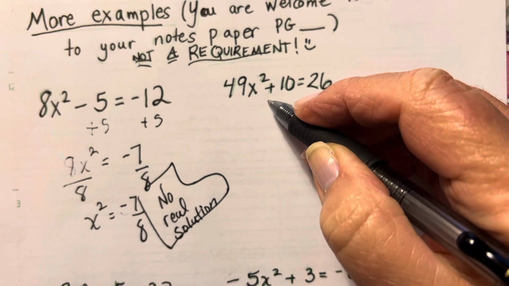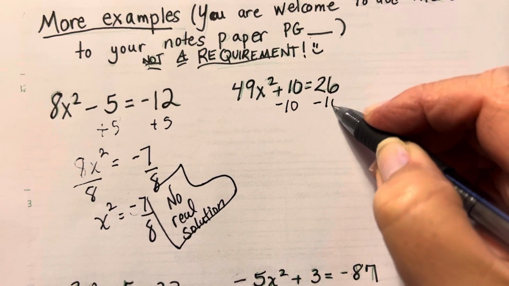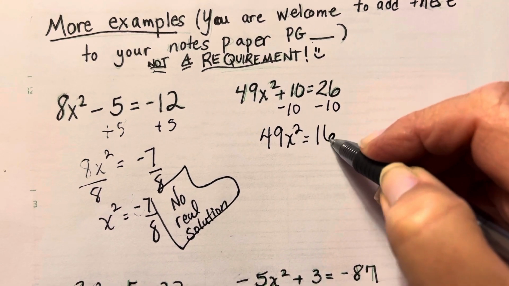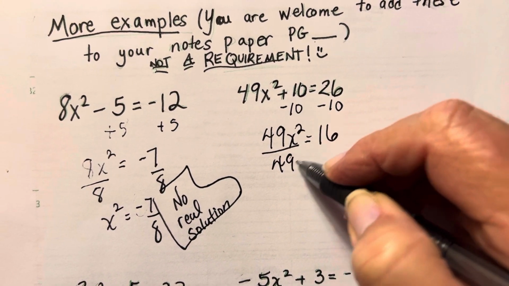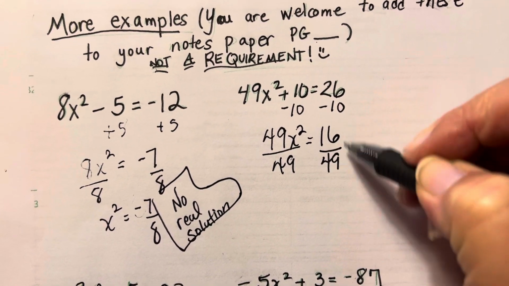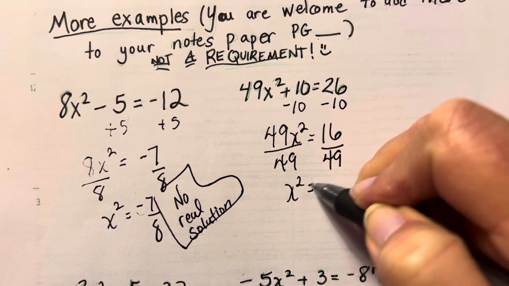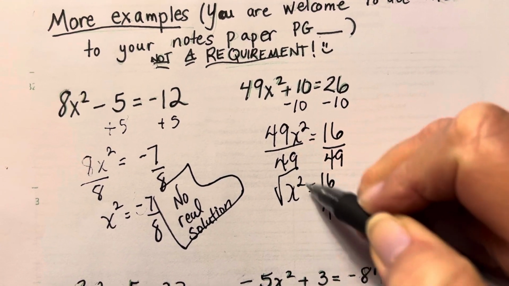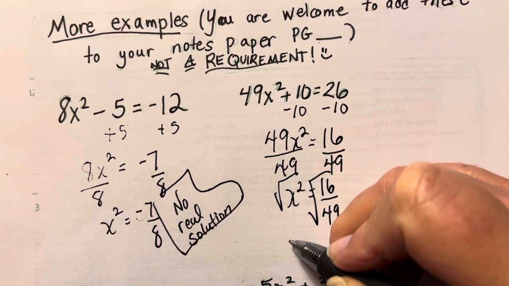Then for this one, I'm going to subtract 10. 49x squared would equal 16. I'm going to divide by 49, and that won't divide, and it won't reduce, so I'm going to leave it as it is. 16/49. I'm going to take the square root of both sides.